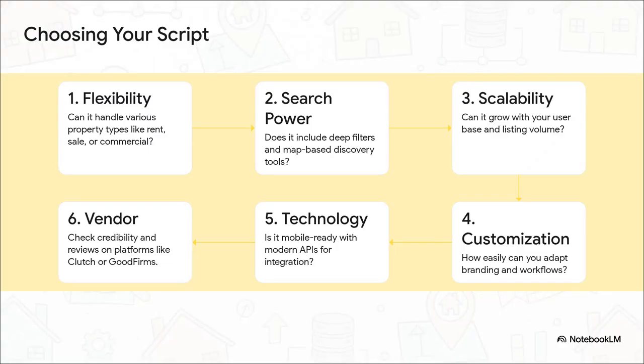First step, flexibility. You've got to ask, can this thing handle sales, rentals, and commercial properties? Number 2, search power. People expect great search with maps and lots of filters. Does it have that? Number 3, and this one's huge, scalability. Is it going to fall over when you get your first 10,000 users? 4th is customization. How hard is it to make it look like your brand? 5th, the tech itself. Is it built for mobile? Does it have modern APIs so you can connect other tools later? And finally, number 6, the vendor. Who's selling this thing? Do your homework. Check out reviews on sites like Clutch or GoodFirms to make sure they're legit and have good support.